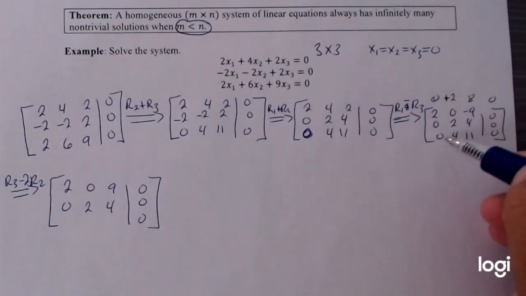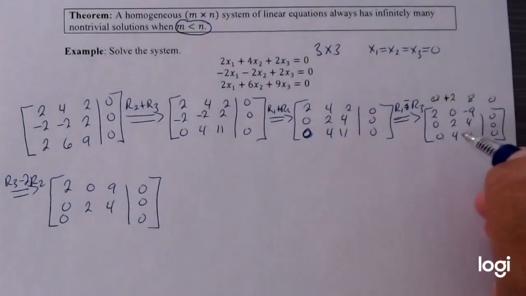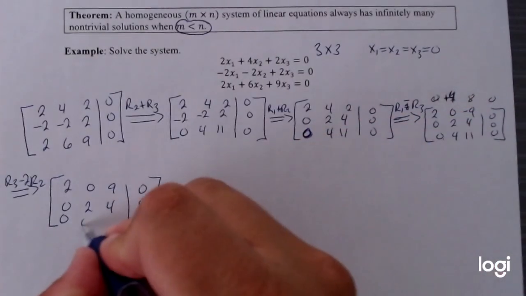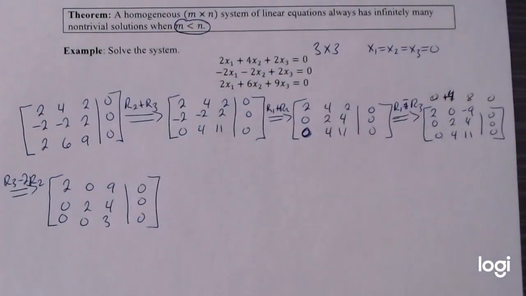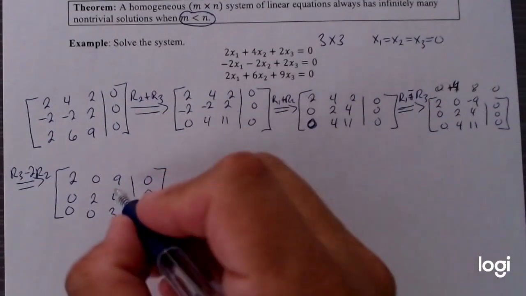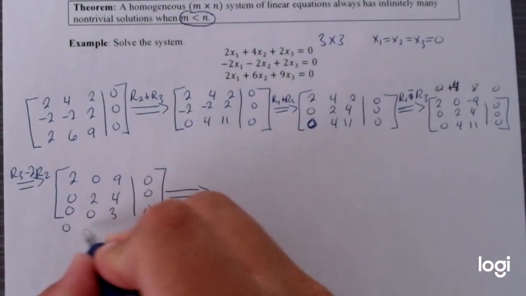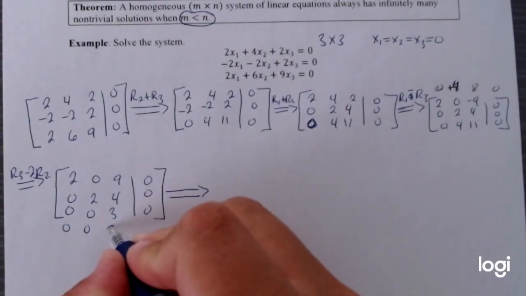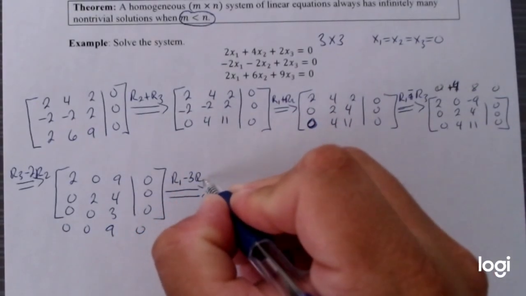So I'm going to do row 3 minus row 2. So this minus this. Oh, this is a 4, sorry. Multiplied by 2. So this minus this. This minus this. Alright, and we're almost done. Just one more row to finish up. So I can multiply this by 3. So I'll do row 1 minus 3 times row 3.